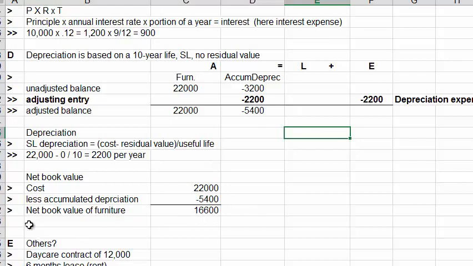Those companies who only give you net book value on the face of the balance sheet will provide in the footnotes to the financial statements detail about cost and the accumulated depreciation amount. So you can find this detail either on the face of the balance sheet or in the footnotes.